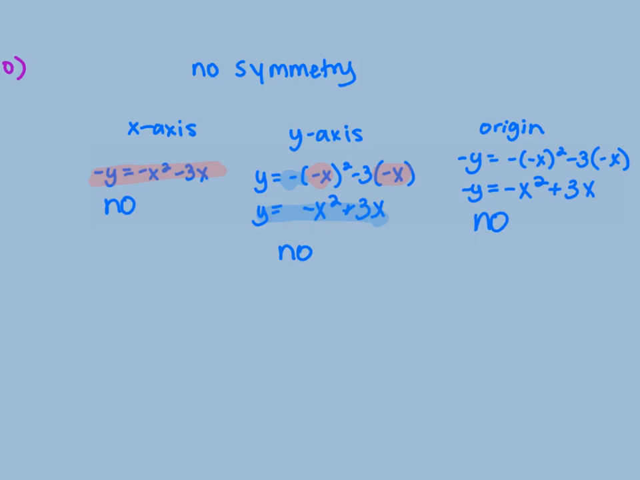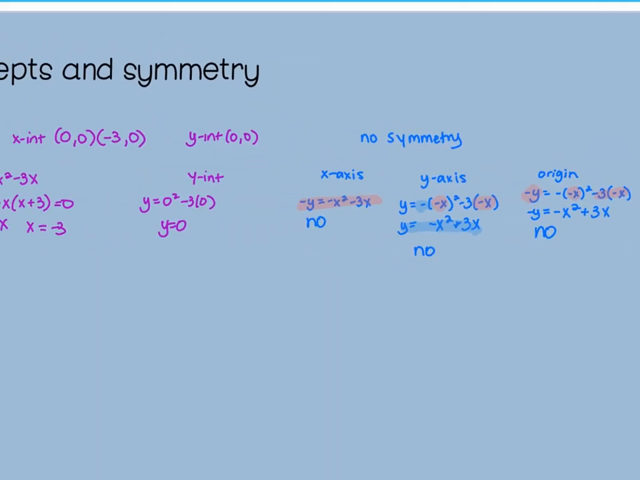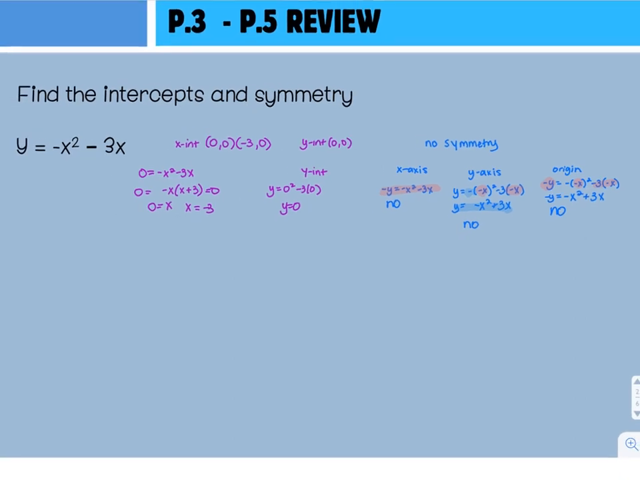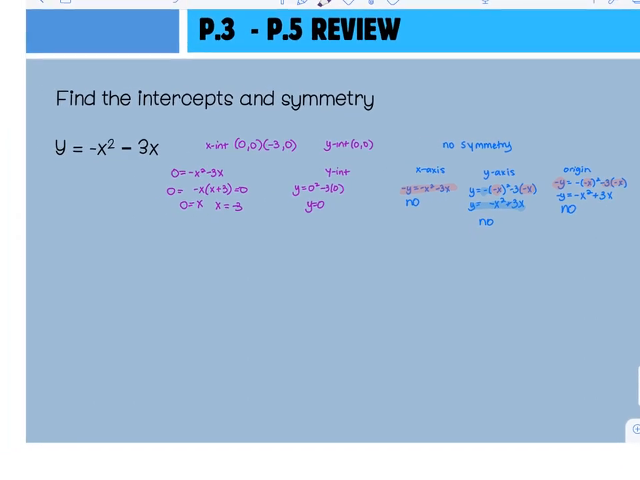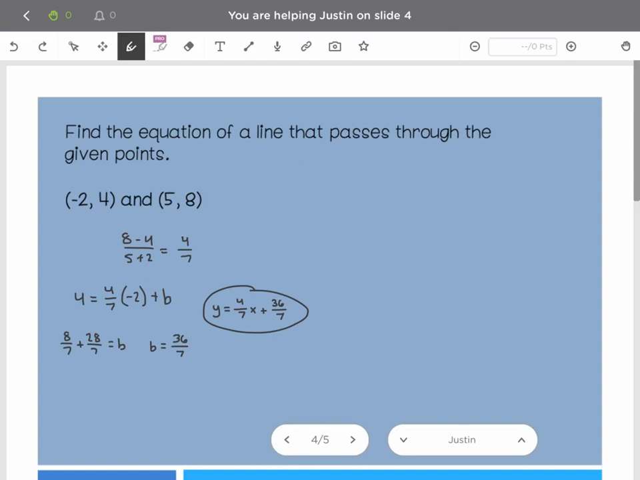And then the origin, you're changing the -x and the -y. It changes the last sign, it changes the first sign, but that second sign, the -x squared with a negative on the front, stays negative. So again, it's no. So this one's not symmetric to any of the 3 axes. So that was a little shaky. Just be really careful. And then find the equation of a line that passes through the given points.